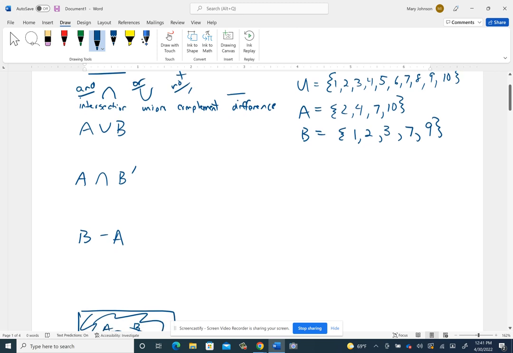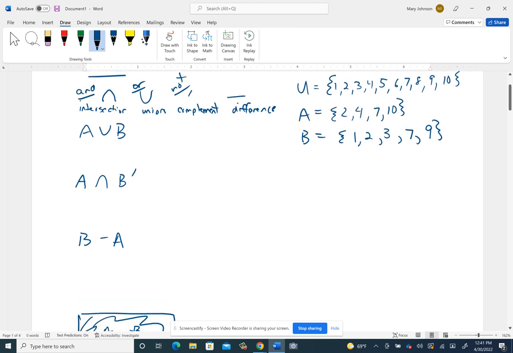So if I gave you the universal set being all the numbers from 1 to 10, then set A is just 2, 4, 7, and 10, and set B would be the numbers 1, 2, 3, 7, and 9. Then A union B would be a set consisting of all the numbers that you see in either set. So 1, 2, 3, 4, 7, 9, and 10. Okay, you just compile them all. You put all the elements in A together with all the elements in B, and you don't need to write them more than once. Okay.